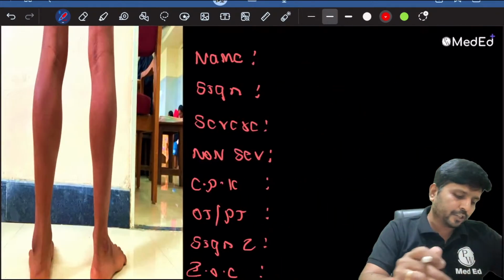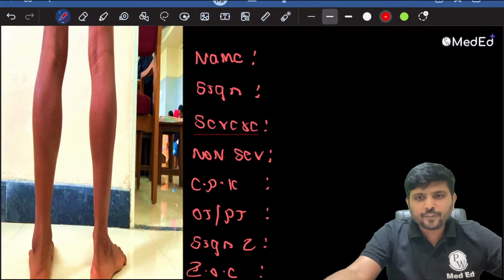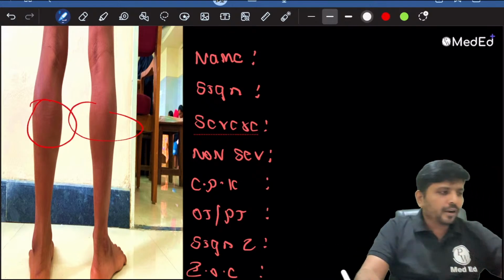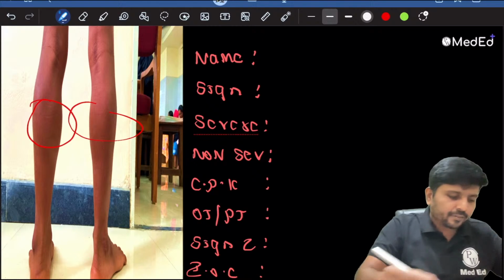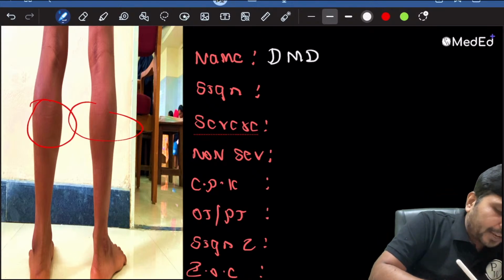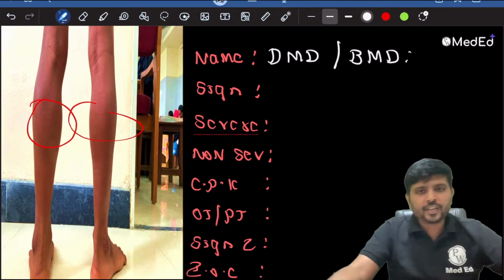Shakir's tape, one more thing you need to remember. Right. Next picture. What is this? The child is having calf hypertrophy. Boy with calf hypertrophy, unless otherwise proved, is what? Duchenne muscular dystrophy. Less severe form is Becker muscular dystrophy.